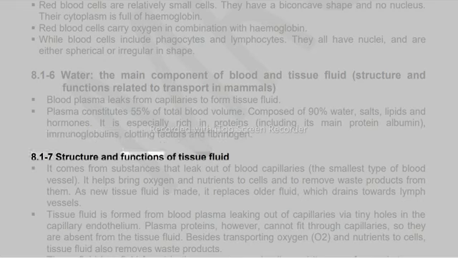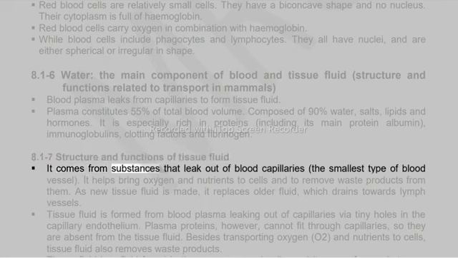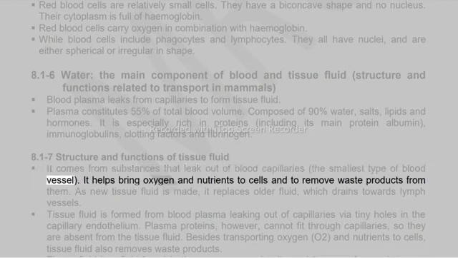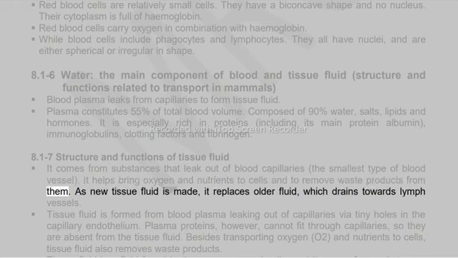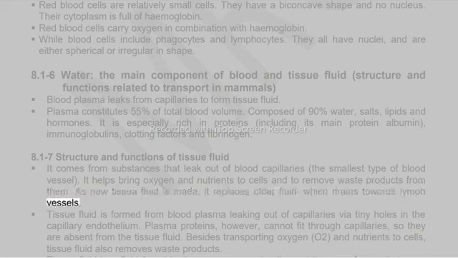8.1-7 Structure and functions of tissue fluid. It comes from substances that leak out of blood capillaries, the smallest type of blood vessel. It helps bring oxygen and nutrients to cells and to remove waste products from them. As new tissue fluid is made, it replaces older fluid, which drains towards lymph vessels.